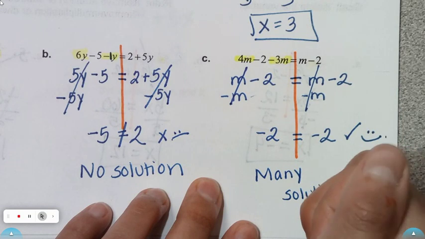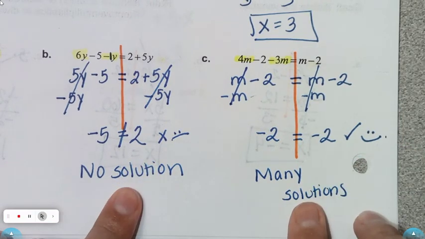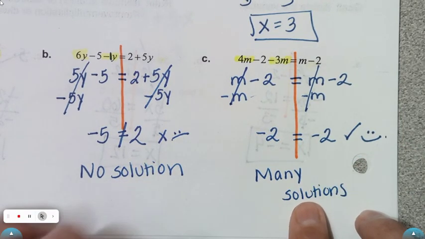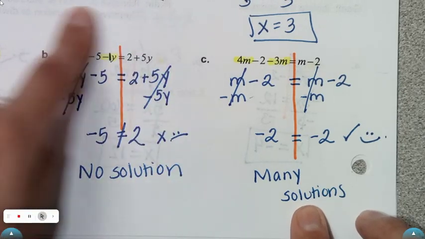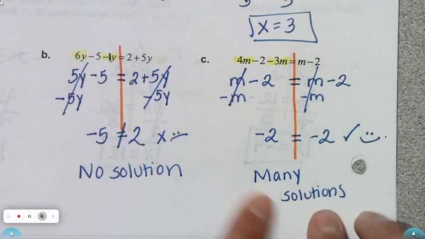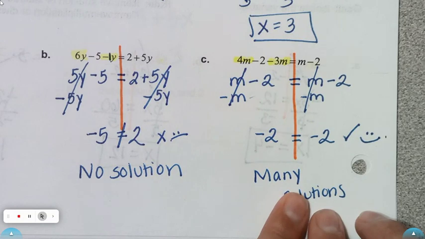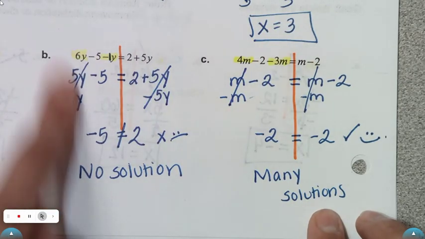So essentially, these are opposite situations. For either one, all of this is your work. For this one, all of this is your work, right? So we don't want to skip any steps. We want to make sure we include everything.